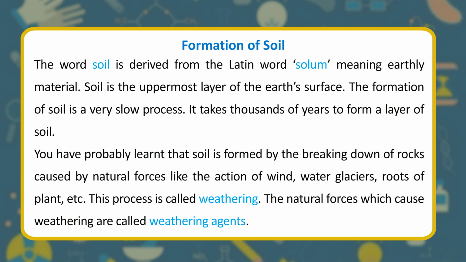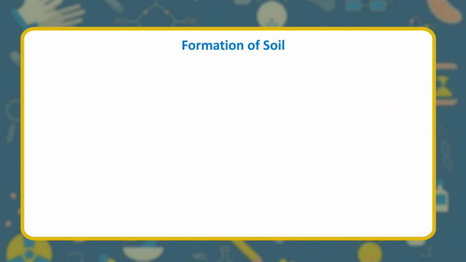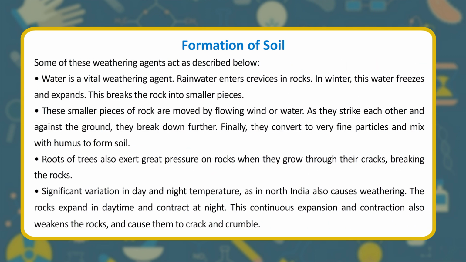You have probably learned that soil is formed by the breaking down of rocks caused by natural forces like the action of wind, water, glaciers, roots of plants, etc. This process is called weathering. The natural forces which cause weathering are called weathering agents. Some of these weathering agents act as described below.